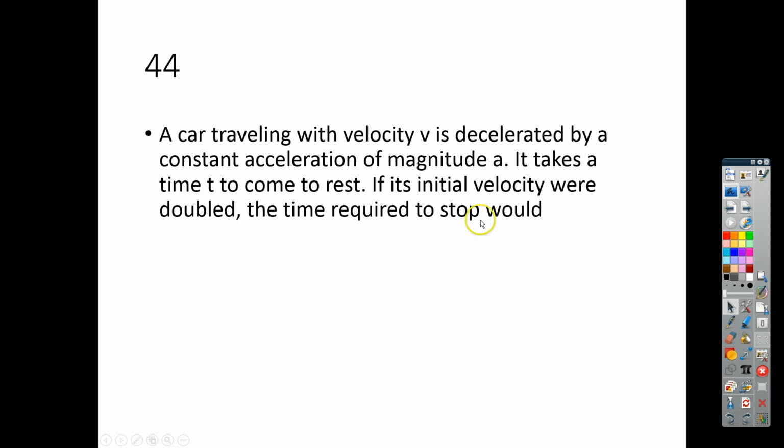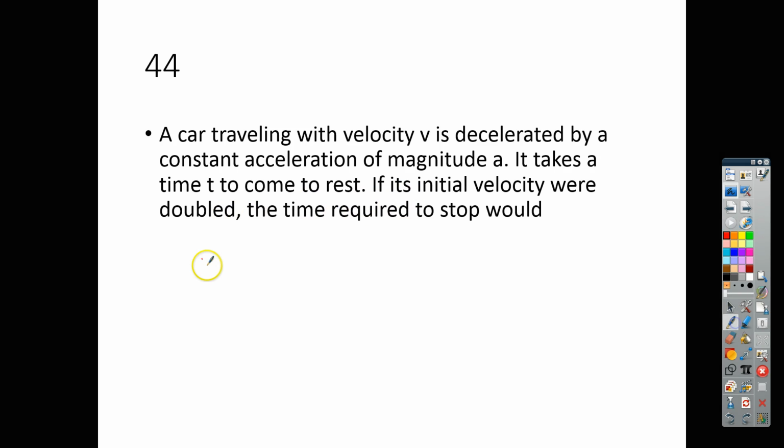Number 44, same type of thing, but this time they want to know about time. And so we can use our old friend Vf is equal to Vo plus at. It's decelerated by constant acceleration. It takes time t to come to rest. If the initial velocity were doubled, what would happen to the time required to stop? So if I double this one, now I also have to double the time.